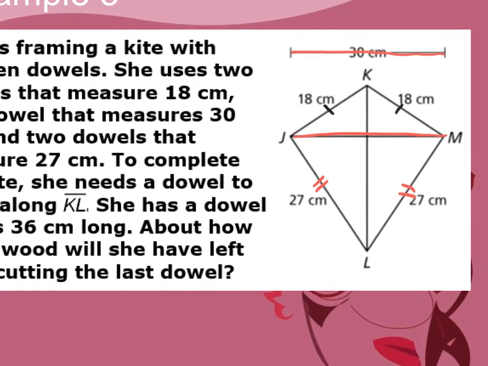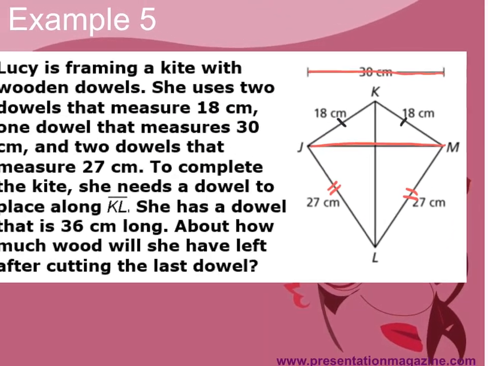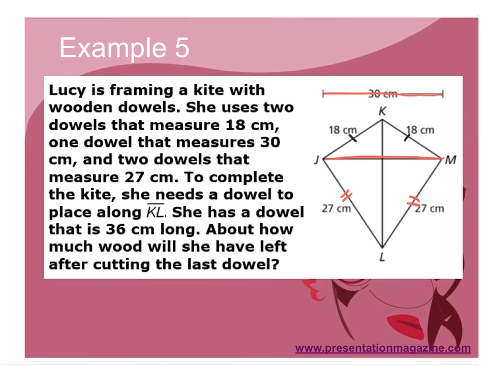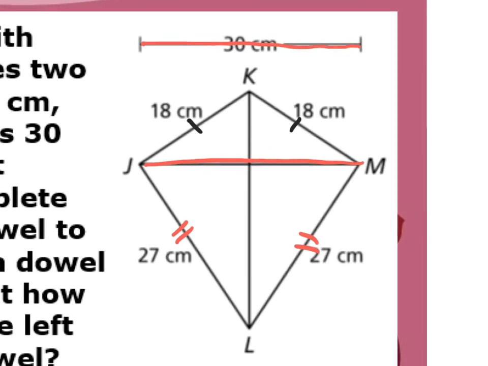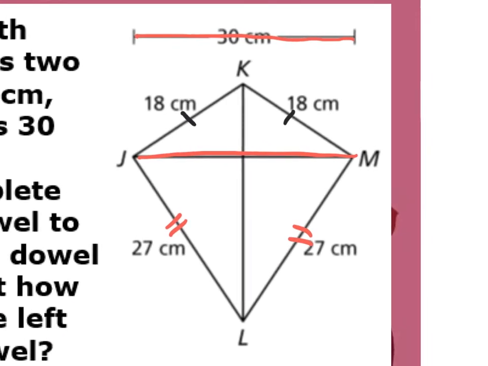So she needs to know what that is. She has a dowel that is 36 centimeters long. How much wood will she have left after cutting out the last dowel? So she's going to cut something out of it, and then we want to know how much is left. And what is she going to cut out? She's going to cut out KL. So we need to figure out what KL is.